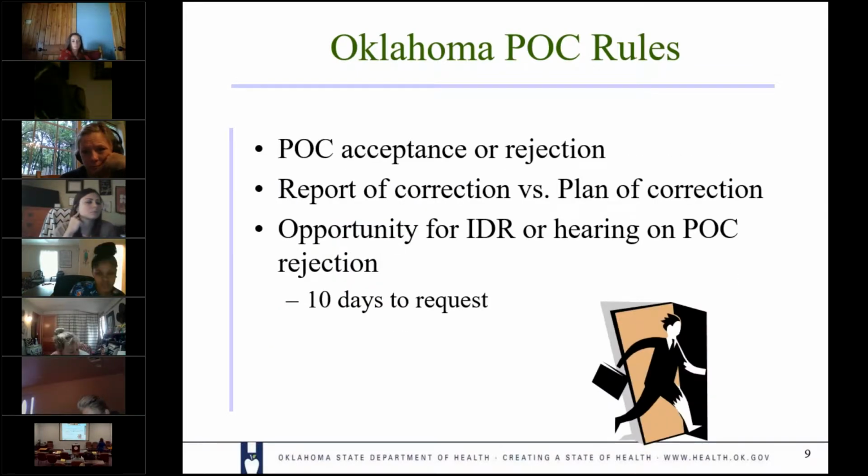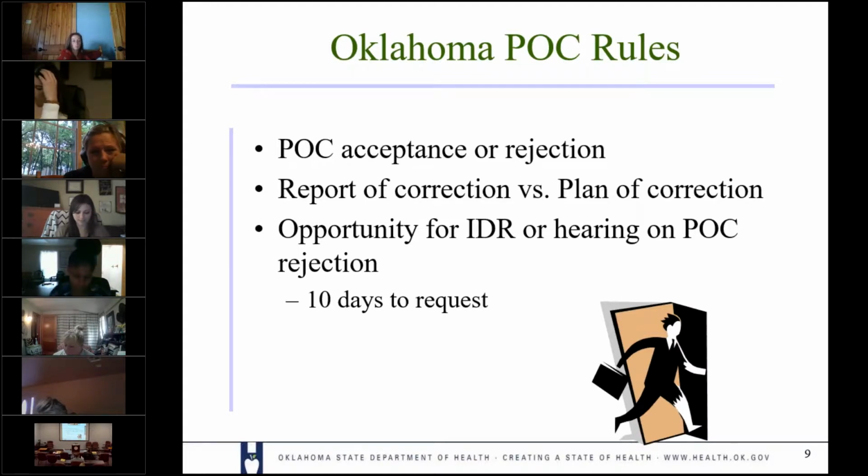Okay, you will receive a plan of correction acceptance or a rejection letter. The acceptance letter will say your plan of correction has been accepted with a correction date of whatever you said your correction date was. If it comes to you and you think it's incorrect, notify us, just send us an email back: that's not the correction date that I put in there. What we're going to do is go back to your plan of correction and look at all the dates and tell you why that date was selected.